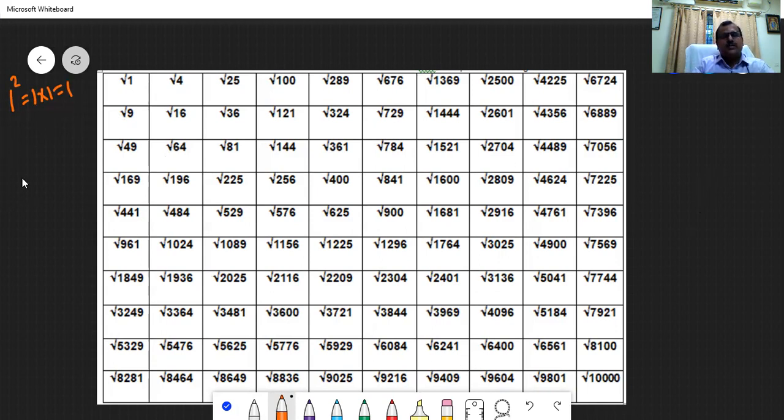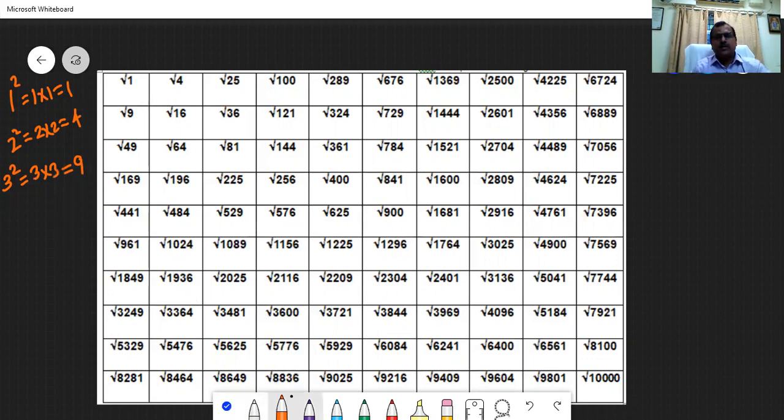What is 2 square? You can put the answer in the chat box. 4. What is your answer for 3 square, which is 3 into 3? The answer is 9. Put your answer in the chat box so that I can go through it, how you are writing, what you are writing, everything.